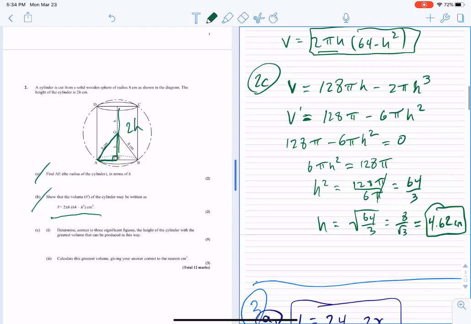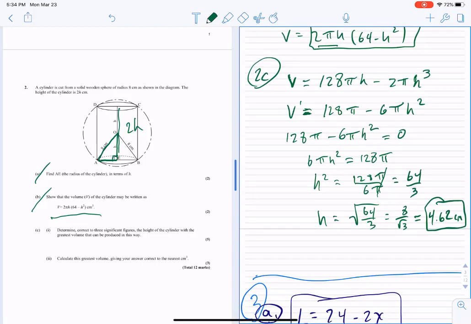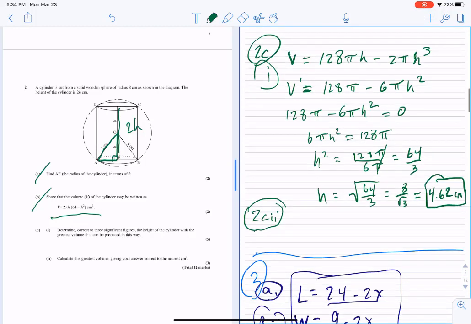Looks like I've already done 3 there. So let's do the last one. Okay, so that was 2C1. Let's do 2C2. Calculate the greatest volume, given your answer to the nearest centimeter. So the greatest volume, we already have a volume formula up here at the top. We're just going to plug in that 4.62 into it. So it's going to be really easy.